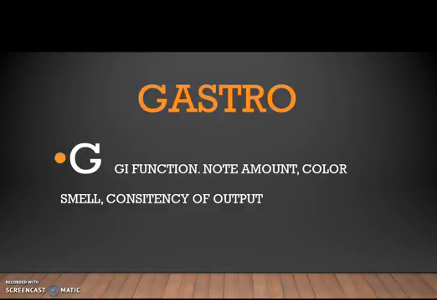And if we look at the G part of gastro, that's to look at the GI function. So you're going to note the amount, color, smell, consistency of any output that a patient has that's with the GI system. So you're going to look for emesis, diarrhea, bleeding, drainage from tubes. You need to record the amount, the color, the smell. Okay, you need to note if it's massive, what's coming from an NG tube, what's coming from the other way.